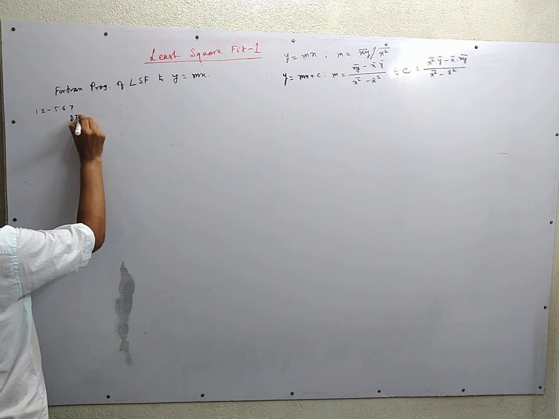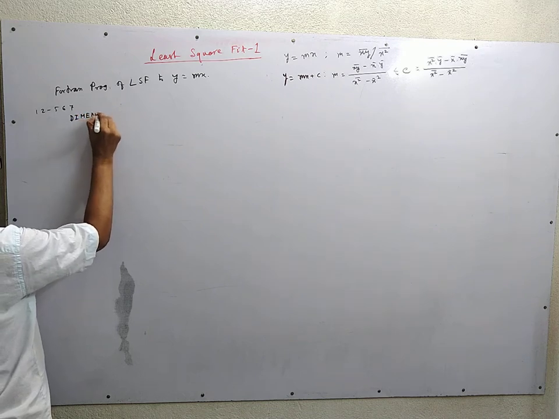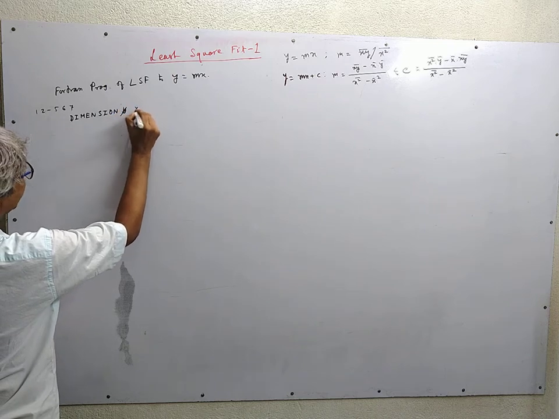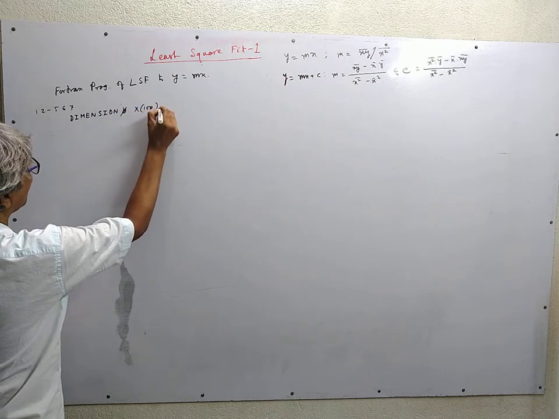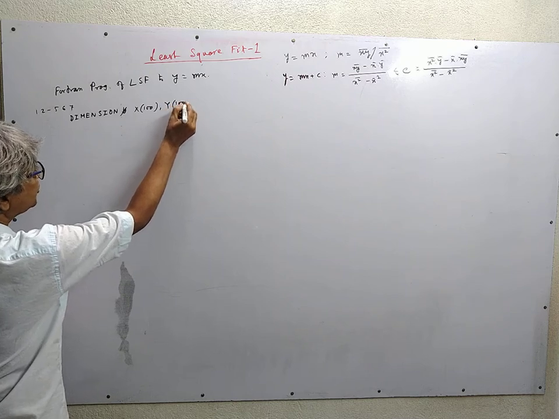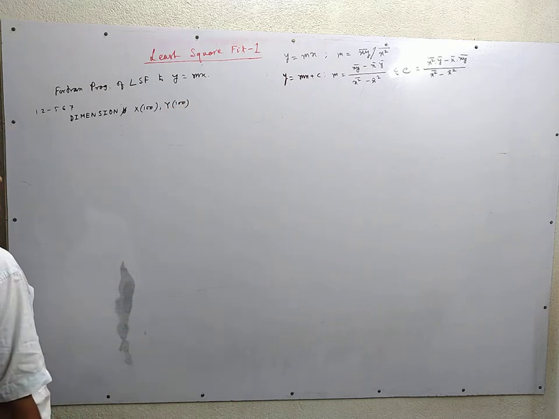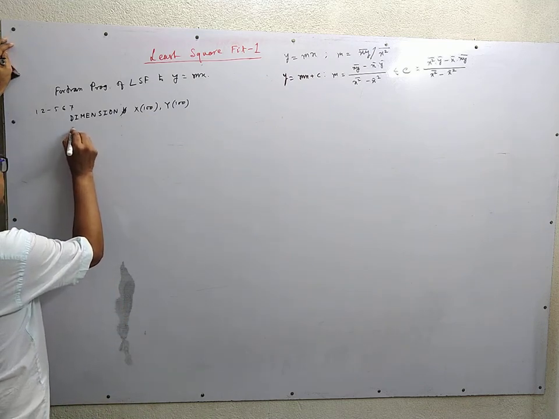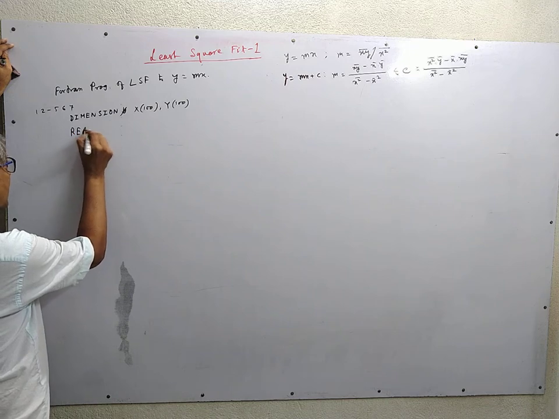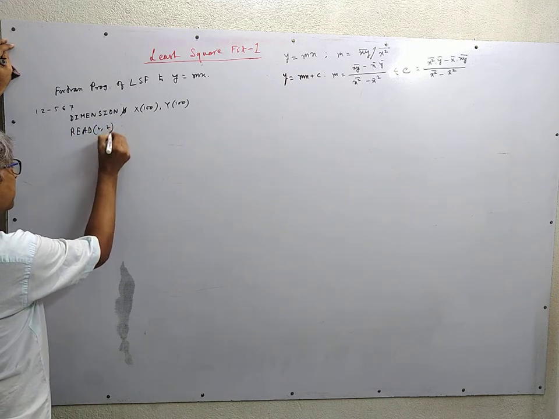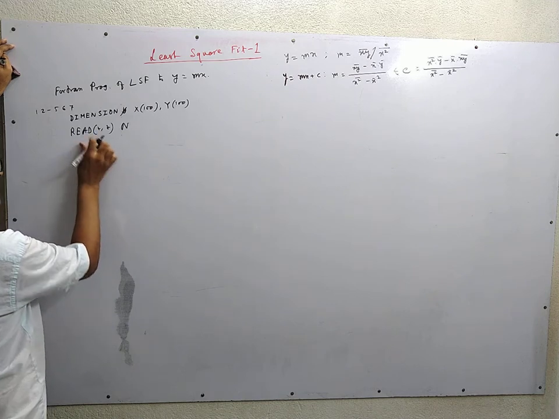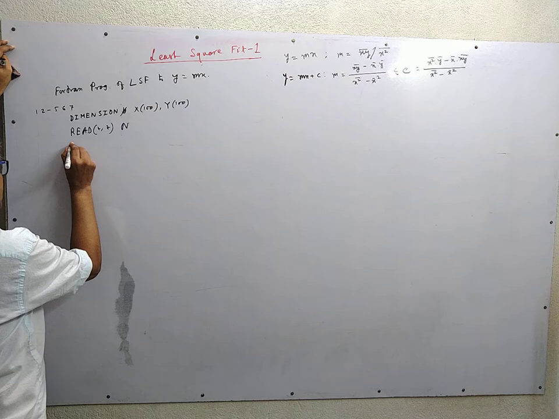Say x 100, y 100. So we assume that the maximum number of data points is 100. If it is more than 100, then these two are to be increased. Then read n, the number of data points. Then we are to read xi, yi.